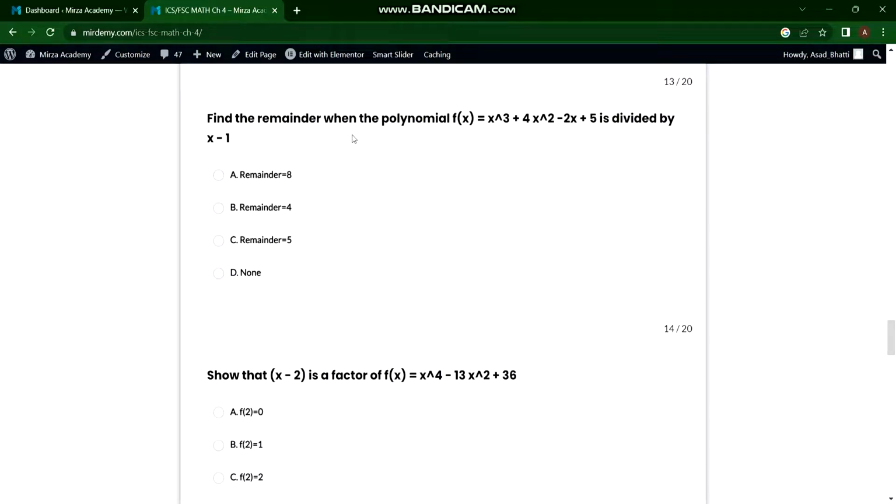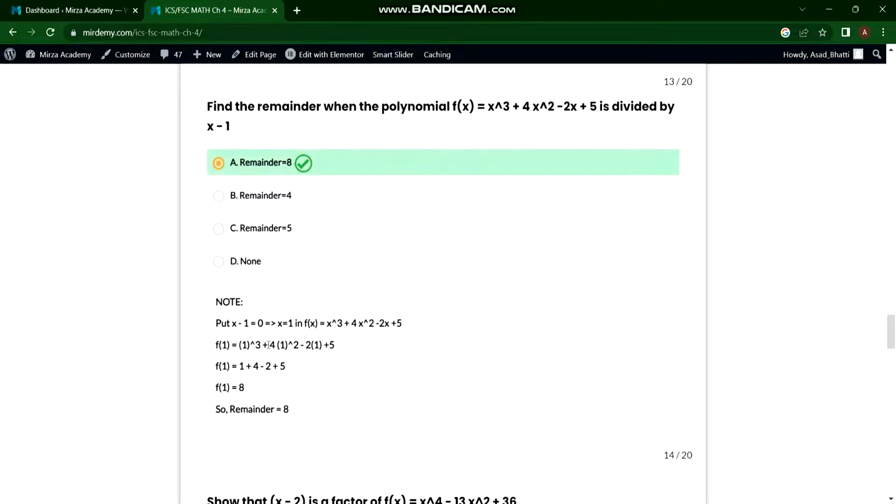The next MCQ: Find the remainder when the polynomial f of x is equal to x cubed plus 4x squared minus 2x plus 5 is divided by x minus 1. Very simple, you have to put x minus 1 is equal to 0, so x is equal to 1, in the function f of x is equal to x cubed plus 4x squared minus 2x plus 5. Putting the value of x as 1 and solving, we get f of 1 is equal to 8. So the remainder is 8. So A option is correct.